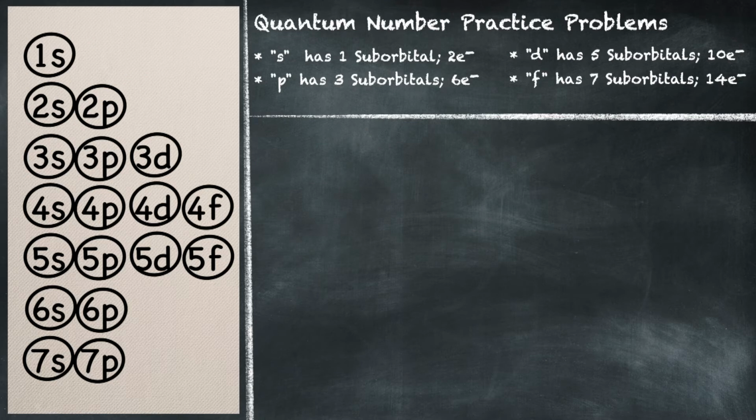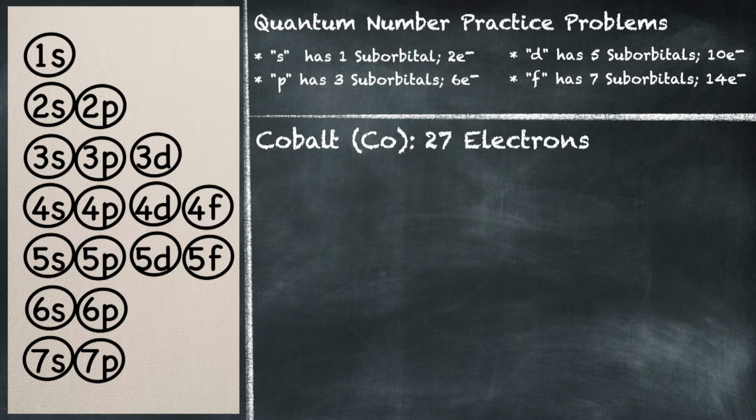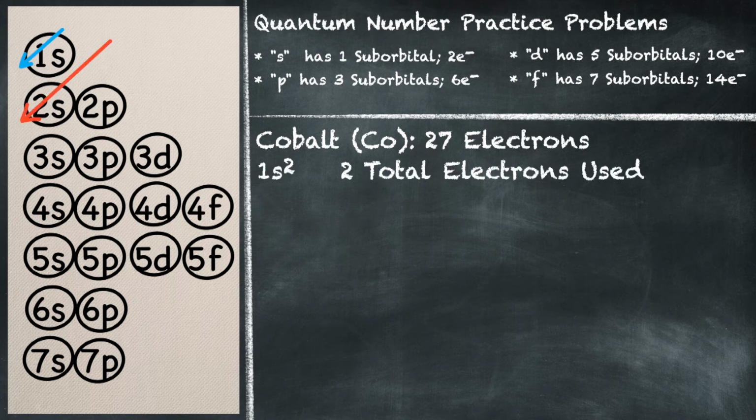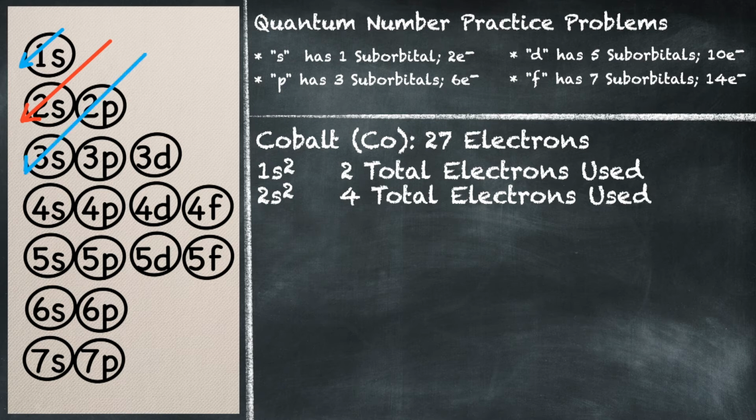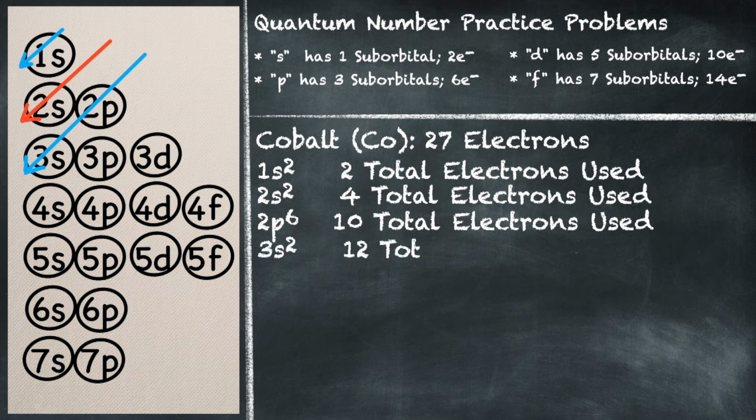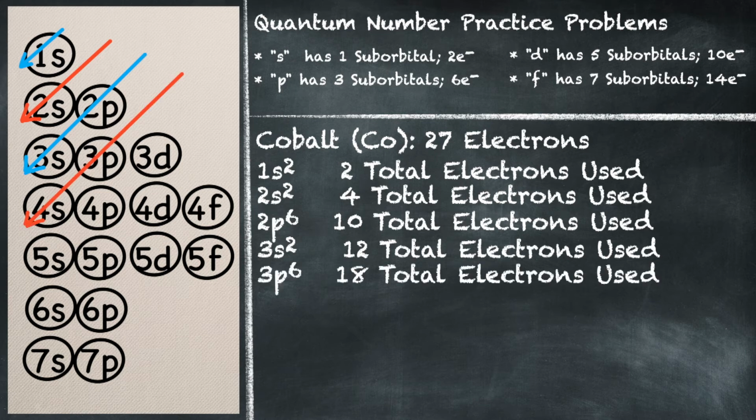Okay, so let's do one with a little bit more electrons. Let's go with cobalt. Cobalt has 27 electrons in its neutral state. So let's start out 1s2. That has 2 electrons. 2s2, now we've done 4 total electrons. Then we go 2p6. That gives me 10 total electrons. 3s2, we're up to 12 total electrons. 3p6, we're up to 18 total electrons. Now we're into some new territory that we weren't in on the last one. So we're at 18 electrons.